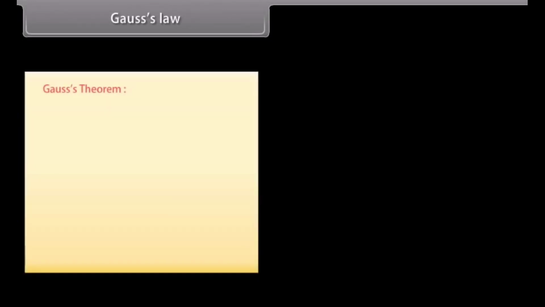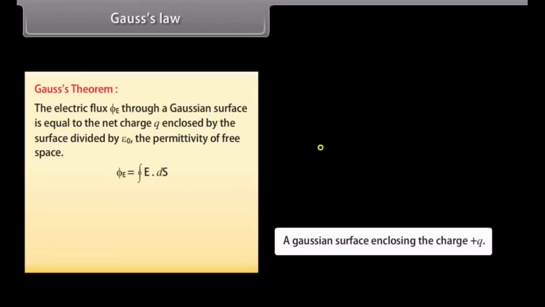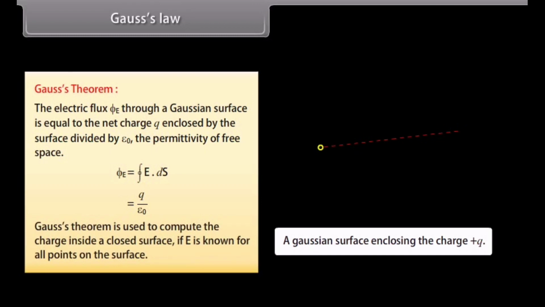Gauss's law. Gauss's theorem: the electric flux phi E through a Gaussian surface is equal to the net charge Q enclosed by the surface divided by epsilon naught, the permittivity of free space. Gauss's theorem is used to compute the charge inside a closed surface if E is known for all points on the surface. Application of Gauss's law.